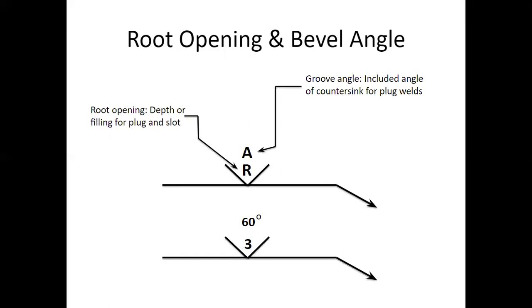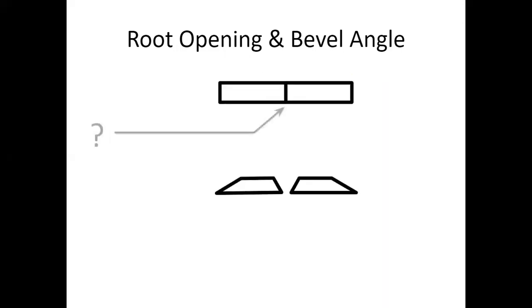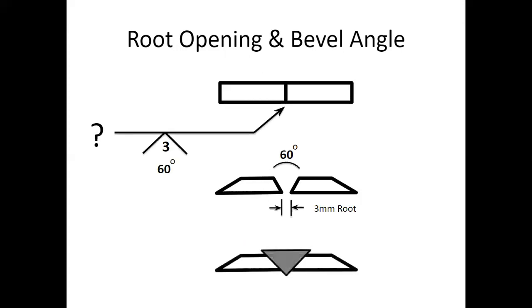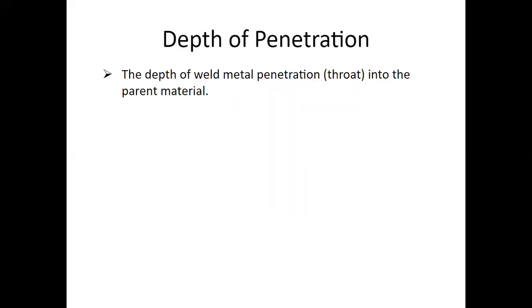That would be root opening and depth of filling, plug or slot, which would be 3, and then the groove angle would be 30. So each plate would be beveled at 30 degrees to complete the included angle of 60 degrees. So the last one would actually look something like that. You have a 3 millimeter root opening, 60-degree included angle. So that's what it would look like. That would be the completed weld.